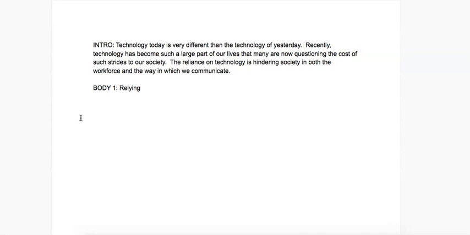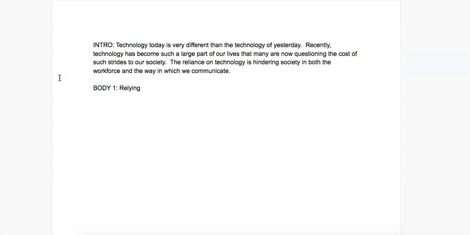And in this paragraph, I'm going to talk about the reliance on technology in the workforce, because that is what I mentioned in my thesis, with the reliance on technology is hindering society in both the workforce and the way in which we communicate. I'm first going to tackle the workforce aspect of my thesis in this paragraph. Again, you're going to need to demonstrate that you understand the other perspectives. That means bringing in counter arguments. My stance is that technology is not great, that it is hurting us as a society. So I need to also show that it does help sometimes as well, but why ultimately it's not worth it.